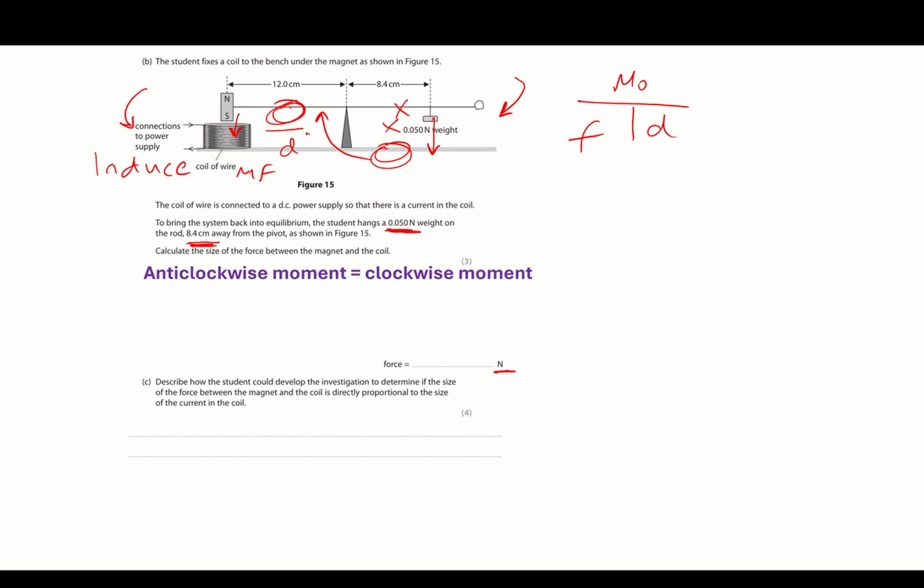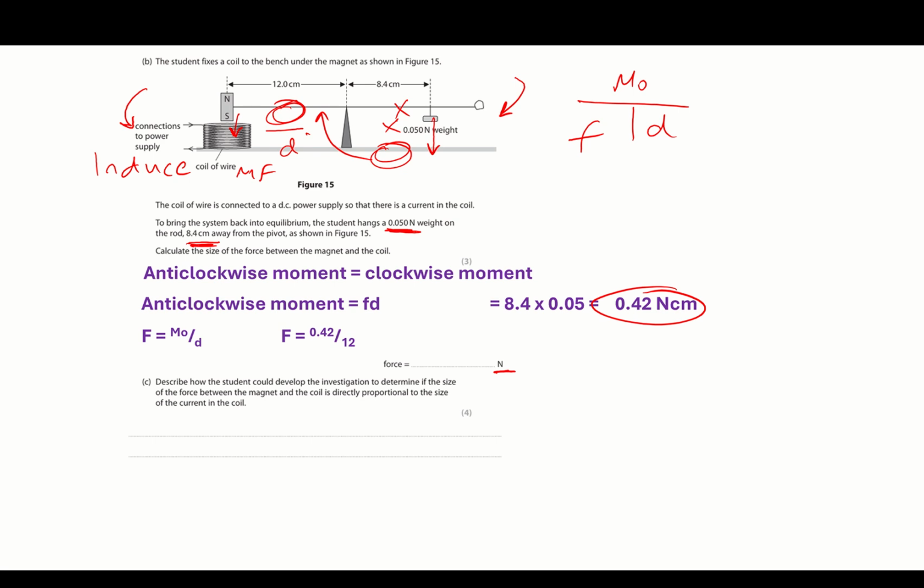So the anti-clockwise moment equals the clockwise moment. So we know 8.4 times 0.05 is 0.42 Newton centimeters. Now we're going to take that and divide it by the 12 centimeters, and we'll get the force is 0.035.